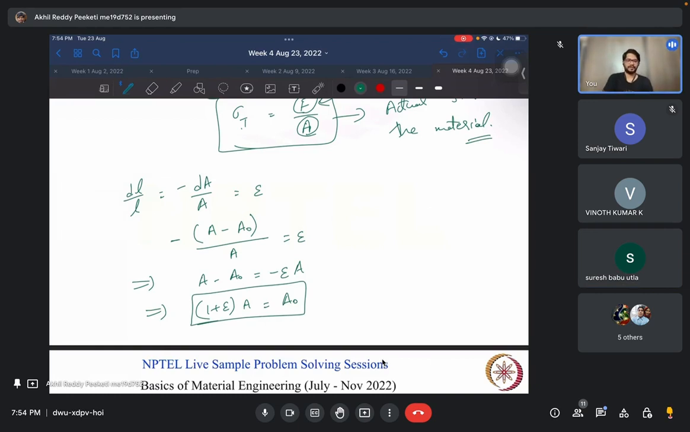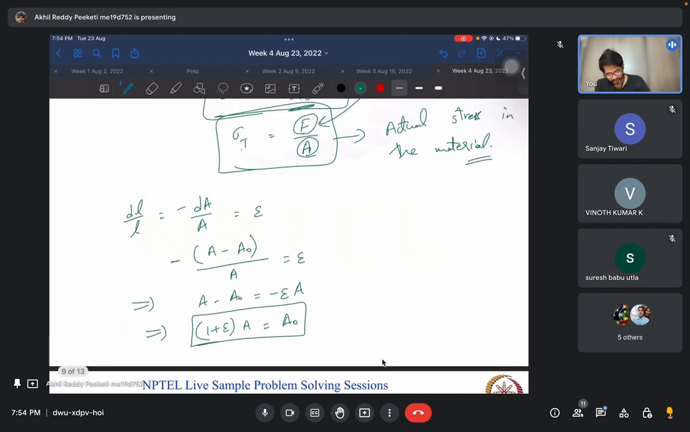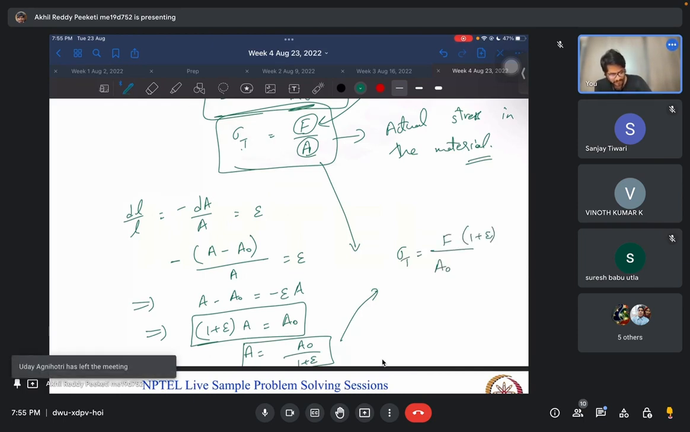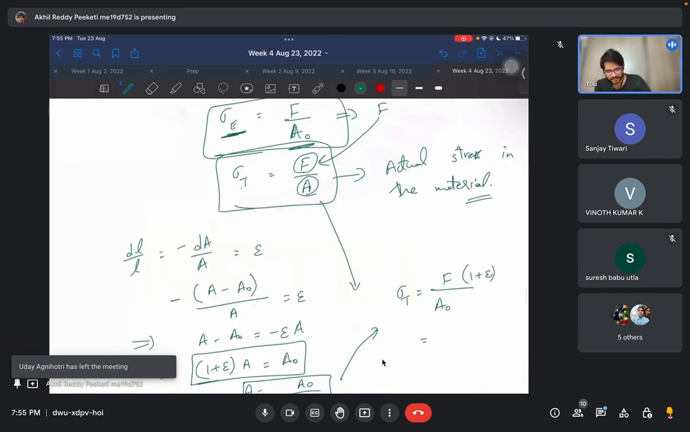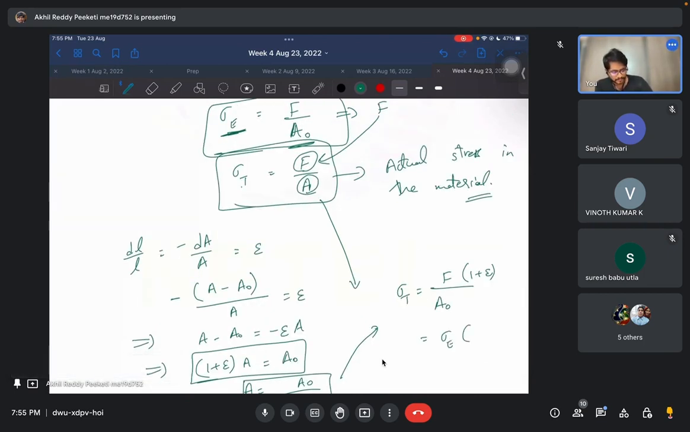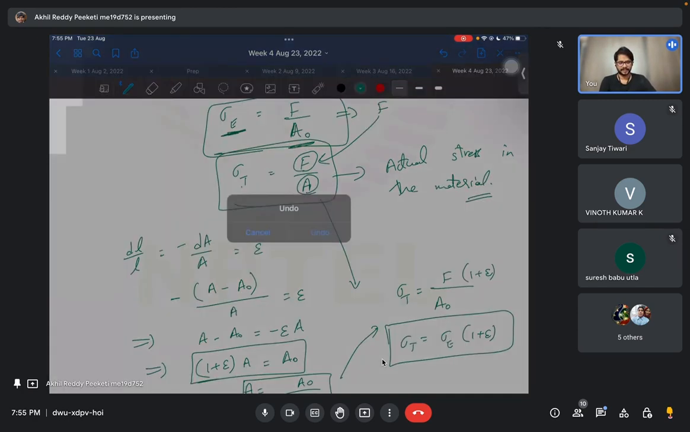After necking, you can't completely say this is maintained. So now you can write A as A naught by 1 plus epsilon. Now if you replace this here, sigma T is equal to F by A, which is F by A naught by 1 plus epsilon. So this goes to the top. So what is F by A naught? It is your engineering stress. So this way mathematically you can relate true stress and engineering stress.